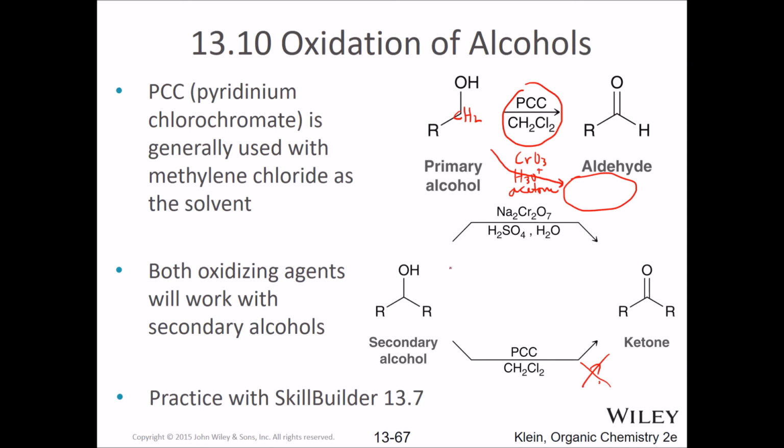But if I take a secondary alcohol and treat it with sodium dichromate, it's still going to go to a ketone. So both of these work just fine to get a ketone if you're dealing with a secondary alcohol. All right. So practice with skill builder 13.7.